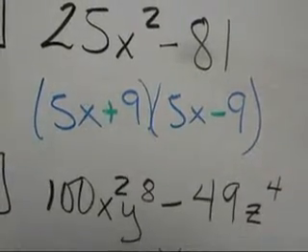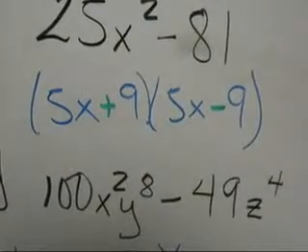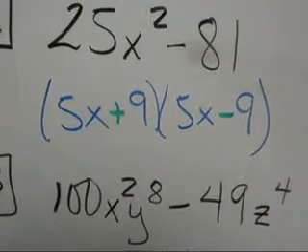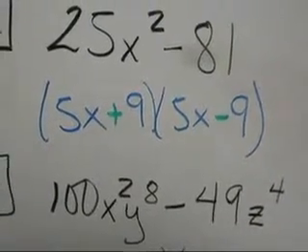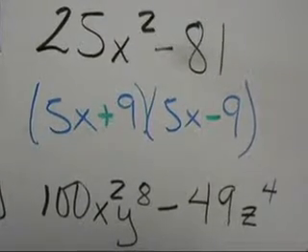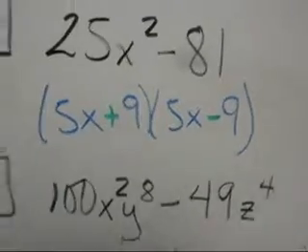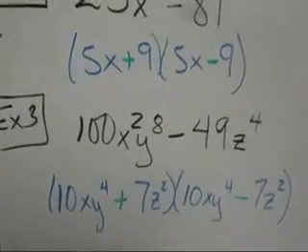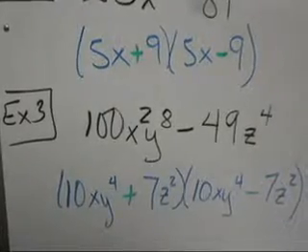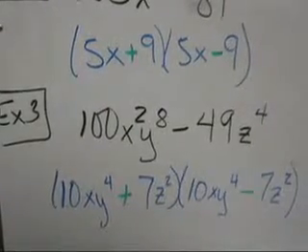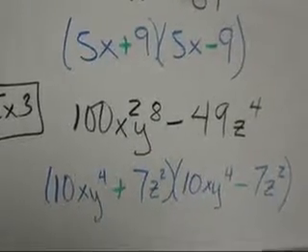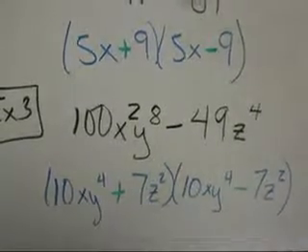So what is the square root of 100x squared y to the 8th? That's right, it's 10x y to the 4th. And what is the square root of 49z to the 4th? 7z squared. Very good. So finally, we put those pieces together, and we get the quantity 10x y to the 4th plus 7z squared multiplied by the quantity 10x y to the 4th minus 7z squared. And we're done.